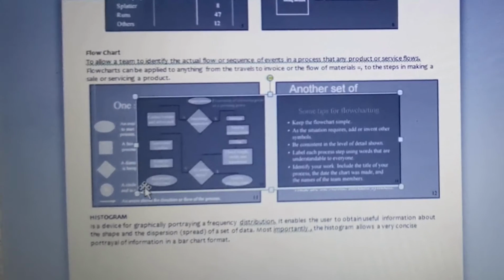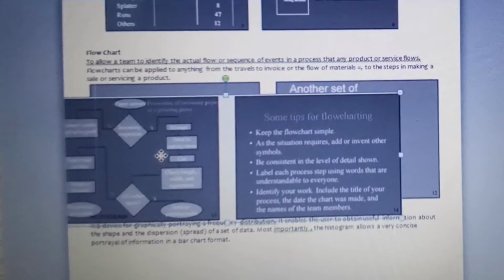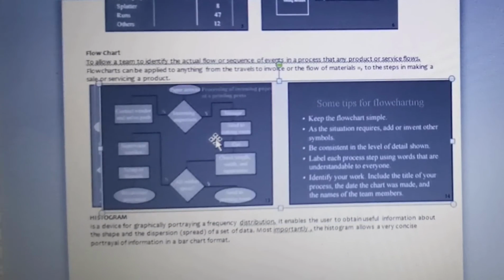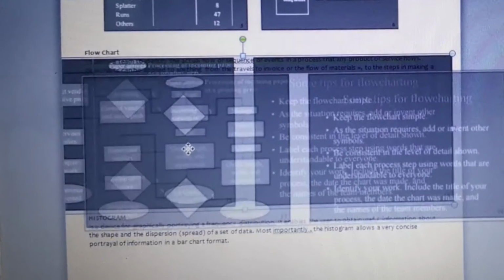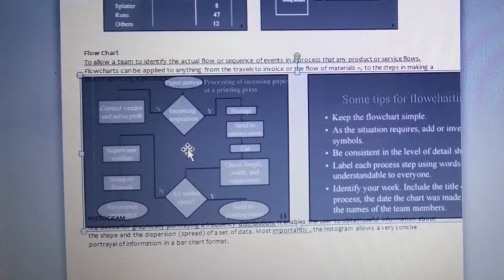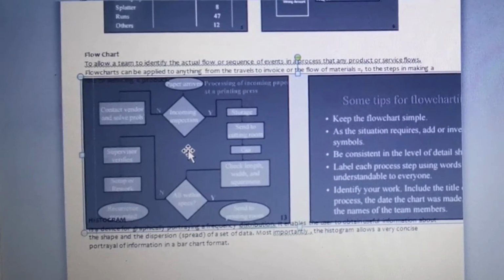Okay, I will show this as an example. So this is an example of a flow chart. The start of the process is an oval: paper arrives, and then this is a process of incoming paper at the printing press.